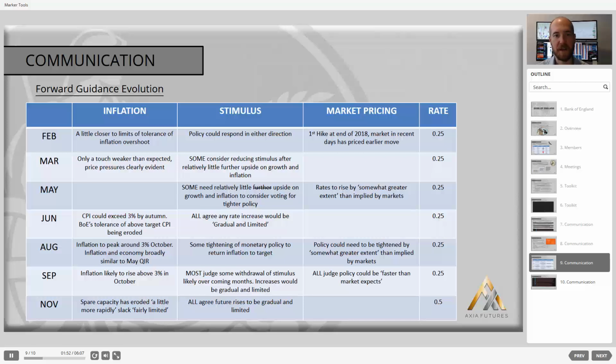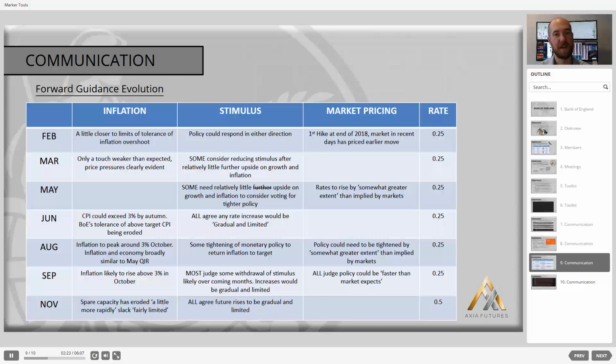But some lead relatively little, not relatively little further, just relatively little, and that's that tiny nuance in wording there that can have a big impact on growth for inflation to consider voting for tighter policy. So a slight strengthening of rhetoric there, despite the fact they've remained with some, is some now see little upside rather than little further upside. Rates to rise by somewhat greater extent than markets implied.